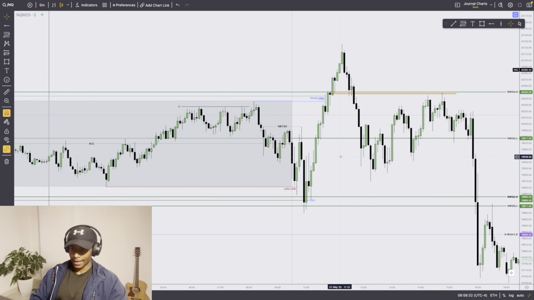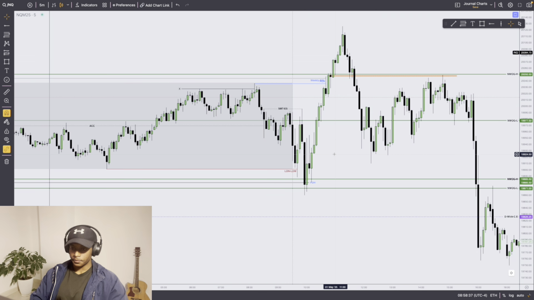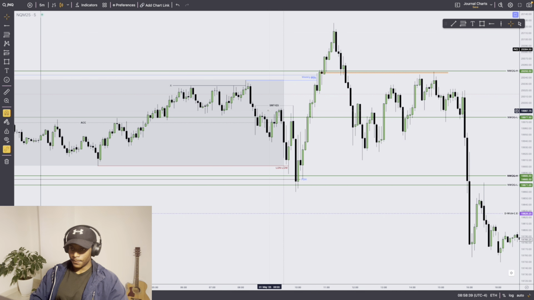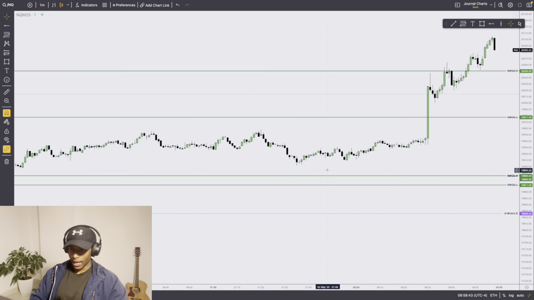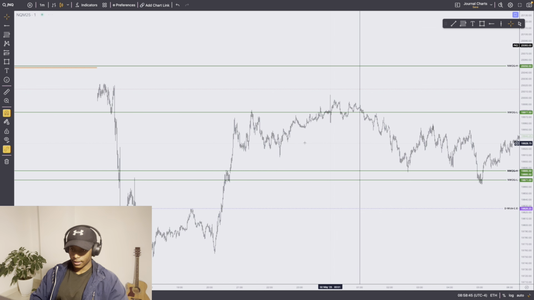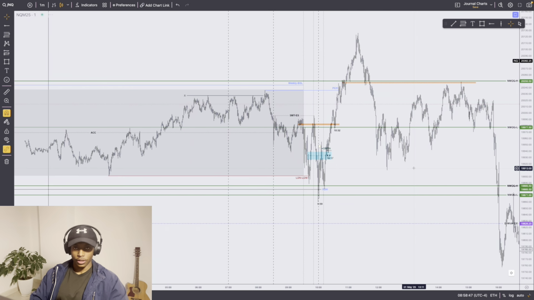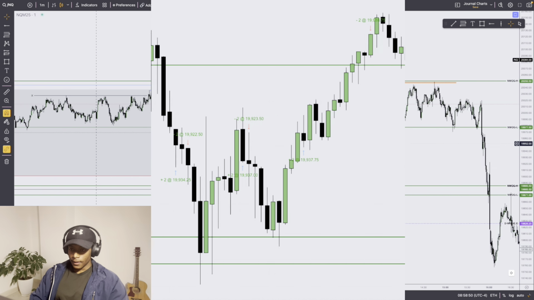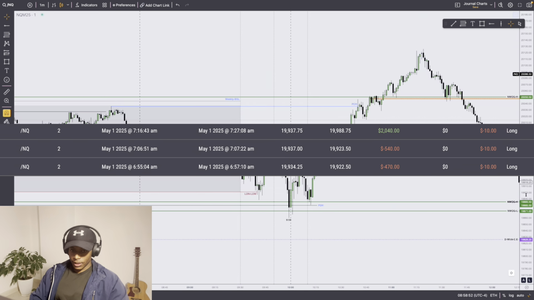I was expecting that, and that was explained in the live stream. So we opened up, we created this SMT, and we dropped down and took this low. So we actually took 3 trades. I'll be putting a screenshot right here of the trades we took.